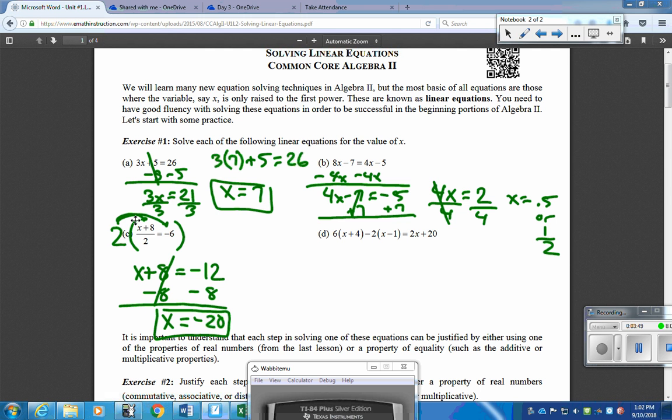D uses parentheses. So we're going to be distributing for D. I'm going to distribute the 6 to the x and the 4, and this negative 2 to the x and the negative 1. So I would advise you to make sure when you do the negatives, type it in the calculator, make sure it's correct. You get 6x plus 24, and you get negative 2x, and then negative 2 times negative 1 is positive 2.